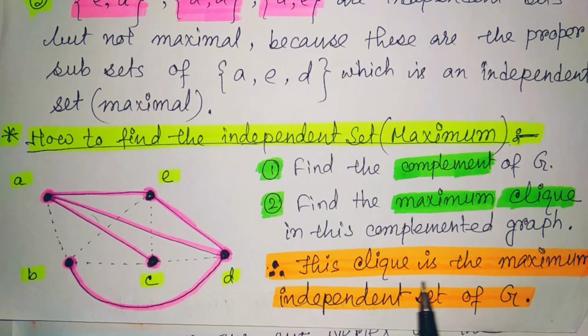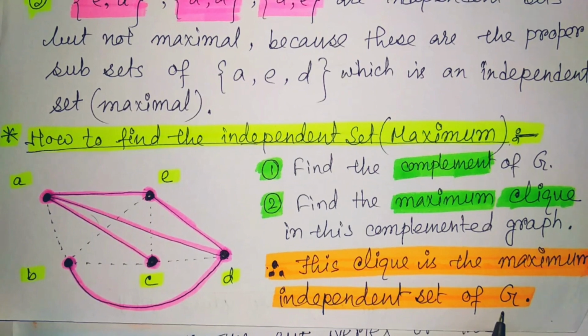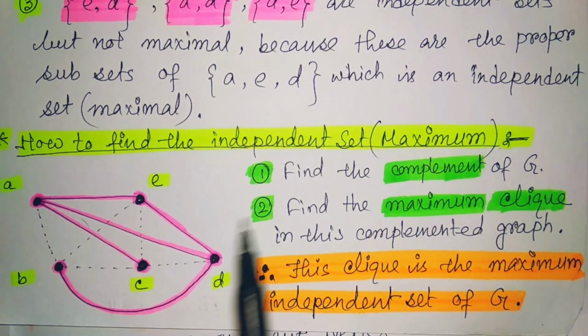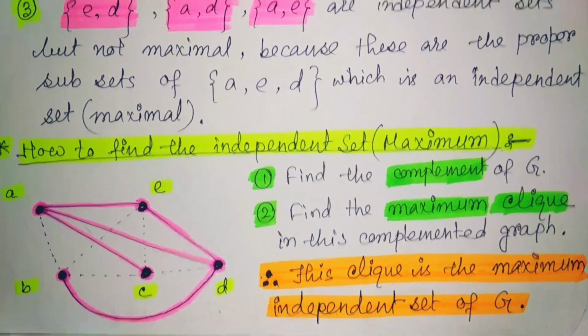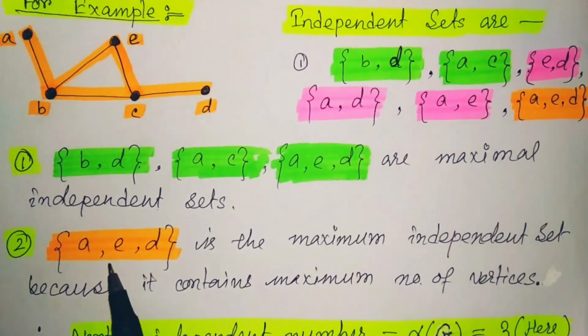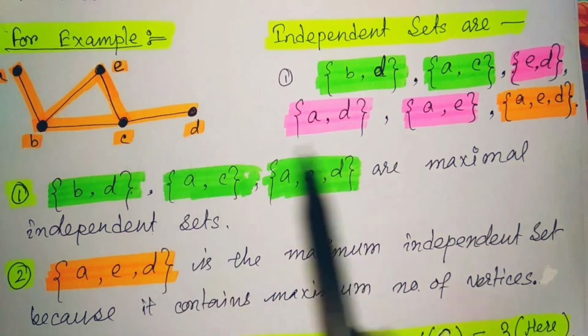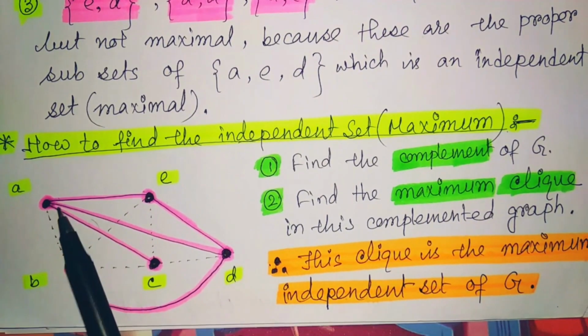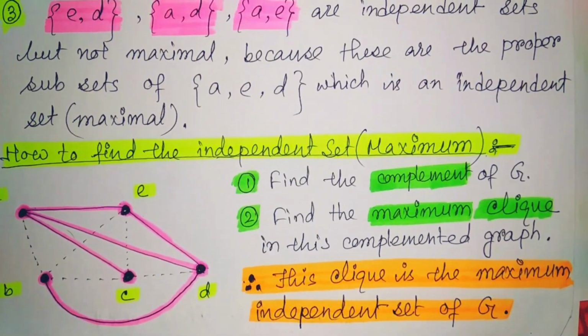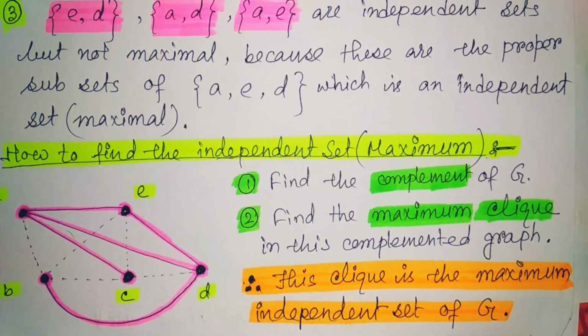Now this clique is the maximum independent set of G. So at first we find the complement of the given graph, then find the maximum clique for this complemented graph, and the vertices this maximum clique contains are the independent set for the given graph. That means for the given graph G, our maximum independent set is AED, and the maximum clique containing the vertices ADE, both are the same. Hence, in this way we can find the maximum independent set for the given graph.